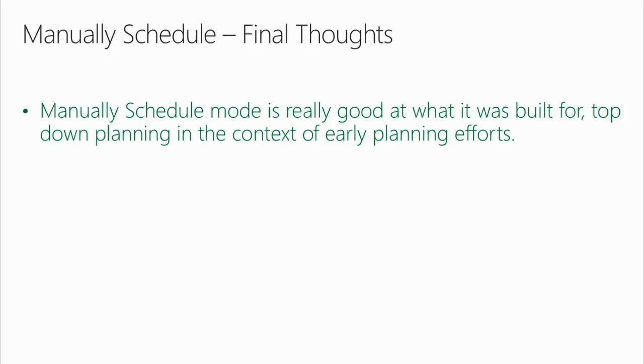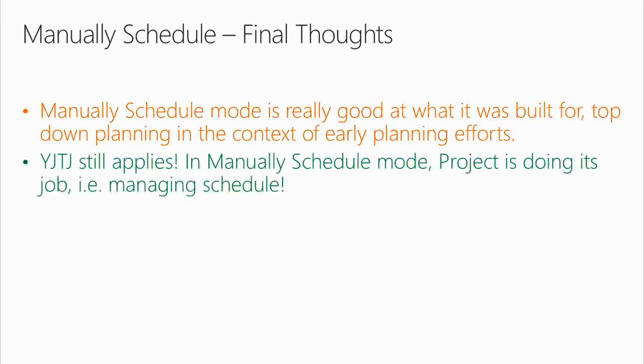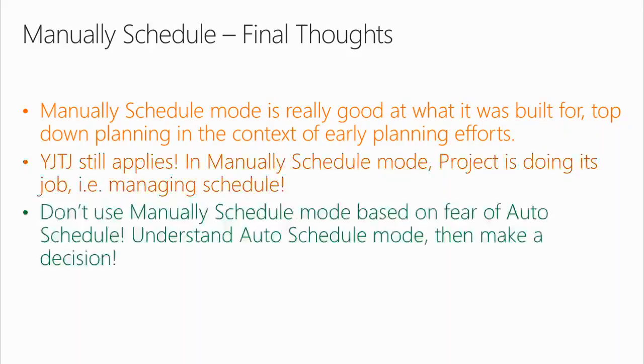And how is Project so clever at working that? It's a display thing. By not showing task duration, start, and finish, the intent is achieved. By not seeing those values, the user infers we're in our early planning stages. YJTJ, for those of you that don't know about that, your job, tools job still applies. In manually scheduled mode, Project is doing its job managing schedule. So let's let it do that.